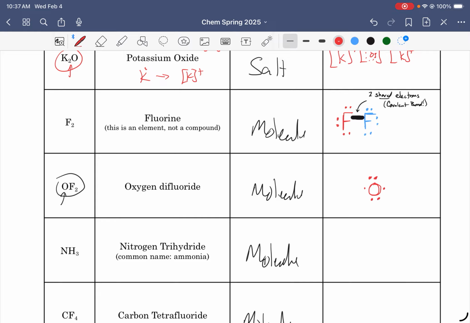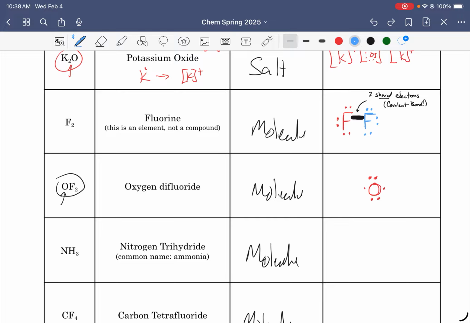Okay. I'm going to do exactly the same thing to the other side. So I'm going to draw my fluorine. 1, 2, 3, 4, 5, 6, 7. That makes a covalent bond there. And that's my structure. Let me make this one a little bit darker so that you guys can see that it really is the same on both sides.